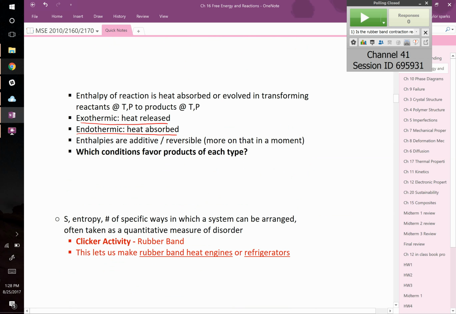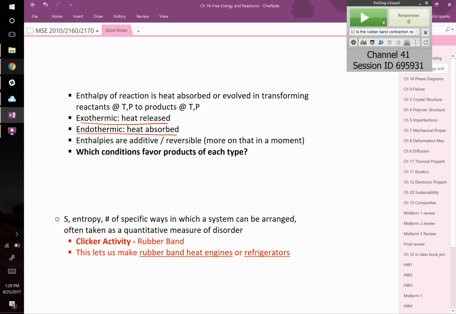Now, I'll come back to whether they're additive or reversible in a moment. Let's jump now to entropy. So enthalpy is the first critical thing that we have to talk about in material science. And I'll say that enthalpy normally has to do with bonds. Bonds being broken, changing, satisfied or not satisfied. That's enthalpy. The next thing we have to care about is entropy.